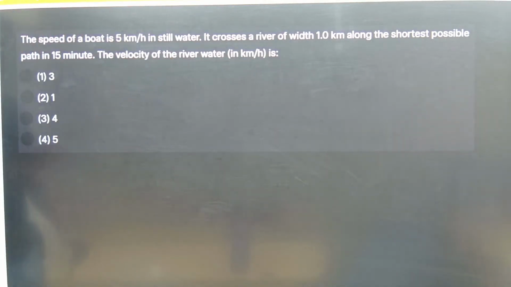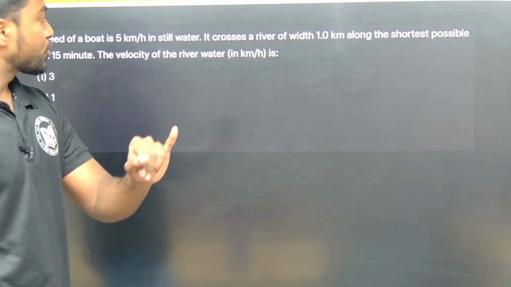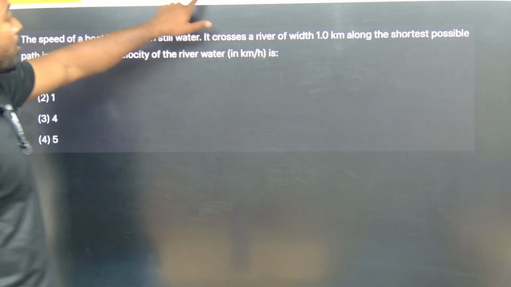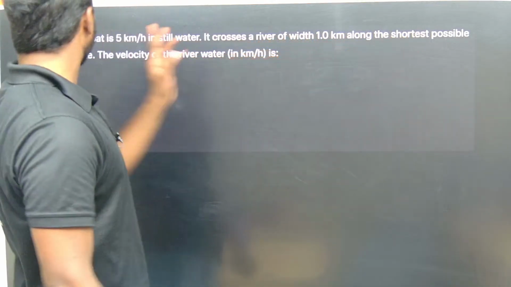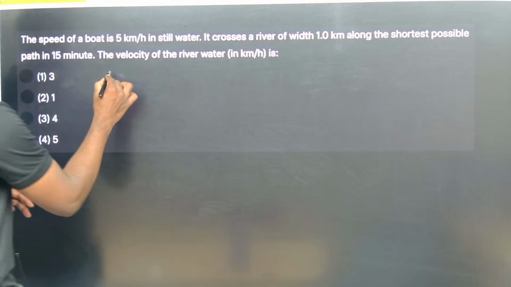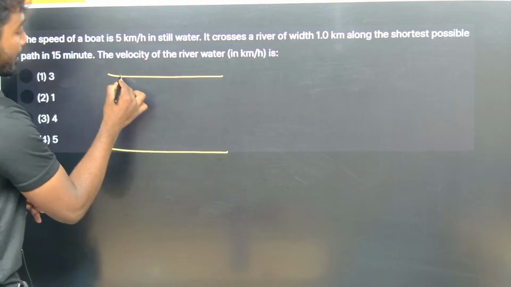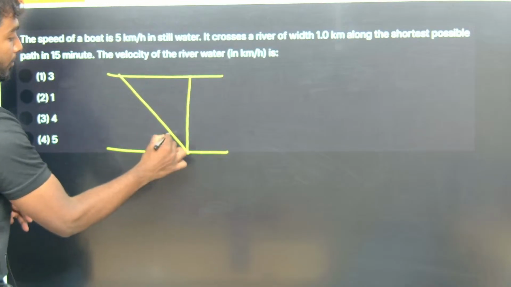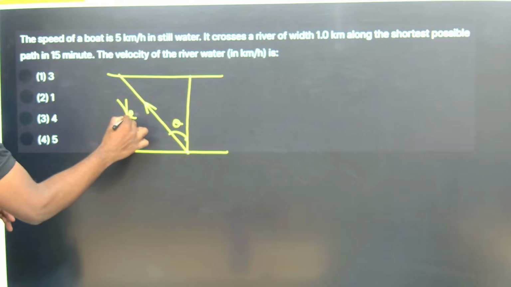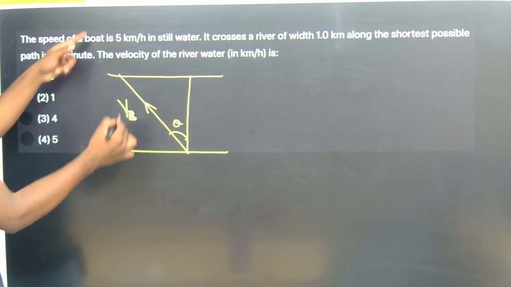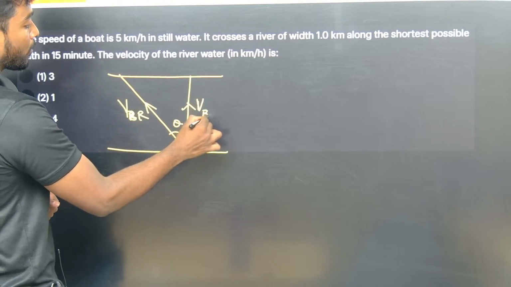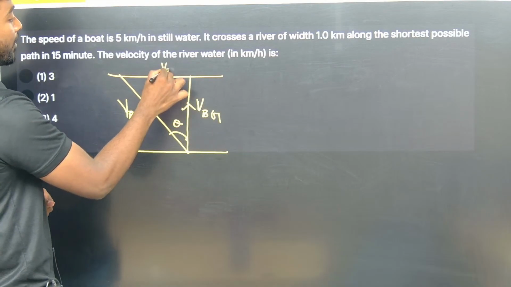So I told you to keep in mind two cases, shortest distance and shortest time. Here they have given that it crosses the river width along the shortest possible path in 15 minutes. So it's making an angle theta and going. This is the velocity of the boat with respect to river, this is the velocity of the boat with respect to ground, and this is the velocity of the river with respect to ground.